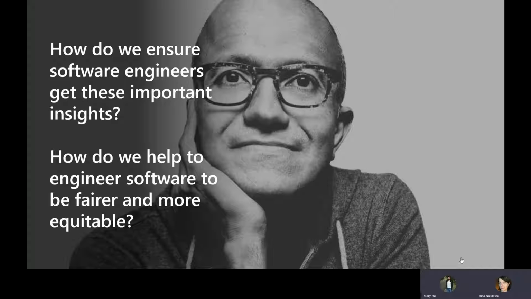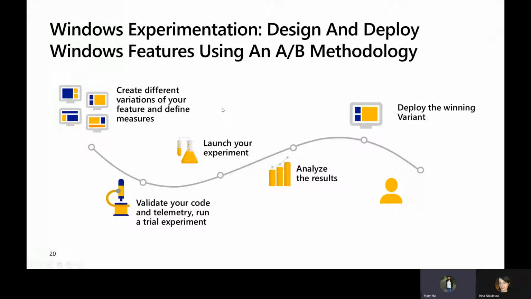Mary? Thanks, Irina. At Microsoft, we leverage randomized control trials to ensure new features we ship improve users' experience. You may be familiar with the randomized control trials we run in products like Bing, MSN, and other online services, but we also do it for Windows, the operating system, in our insider population. We have a well-established pipeline to help guide engineers through creating new features, running randomized control trials to understand its real impact on users and to deploy the winning variant. We call this end-to-end pipeline the Windows experimentation platform.